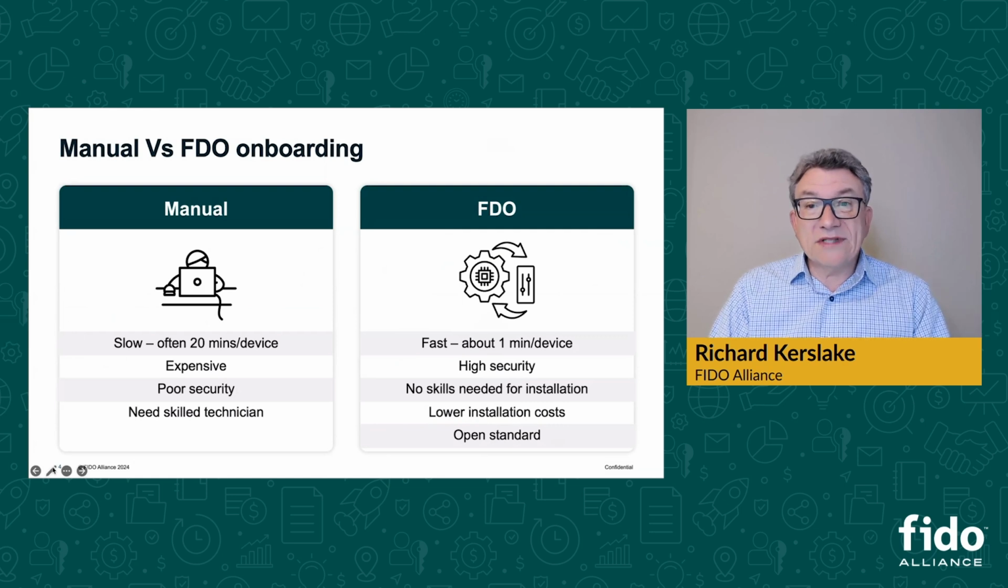With FDO, the world is very different. It's fast. It's about a minute per device, depending on the kind of compute level. And it's automated. It's highly secure. There are no passwords. It's all handled through cryptographic keys. There's no skills needed for the installation. You literally provide networking, provide power. Everything else is handled. Obviously, that significantly lowers the installation costs and, of course, the installation time. And then it's an open standard, so it's available to everyone within the ecosystem.